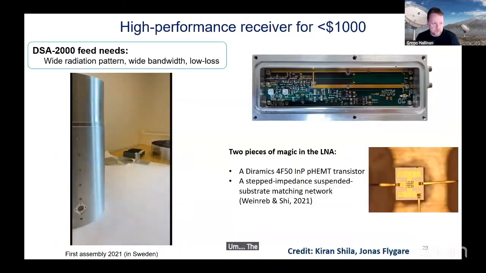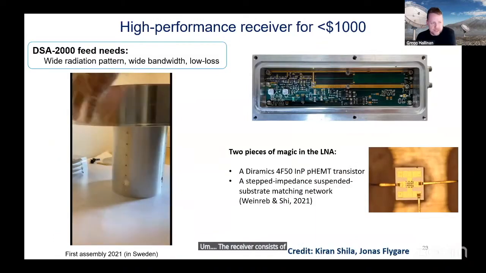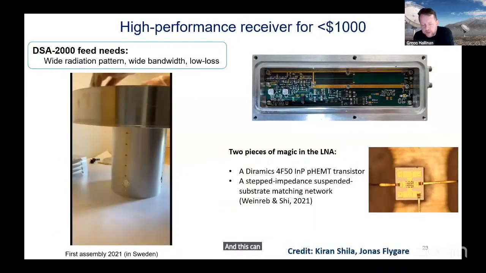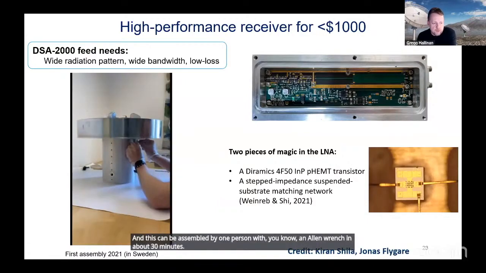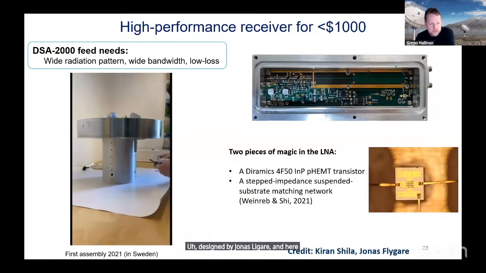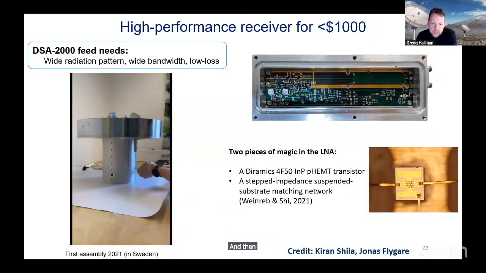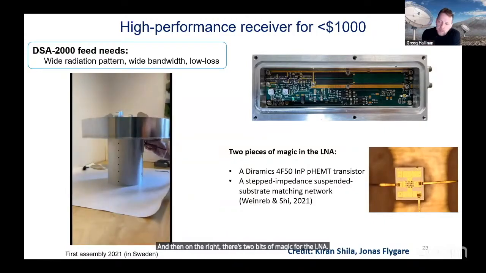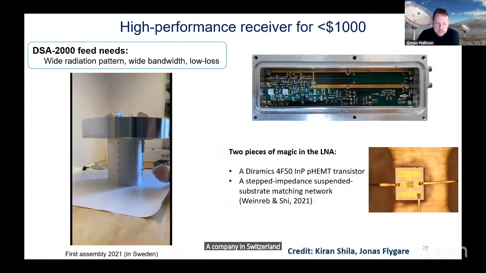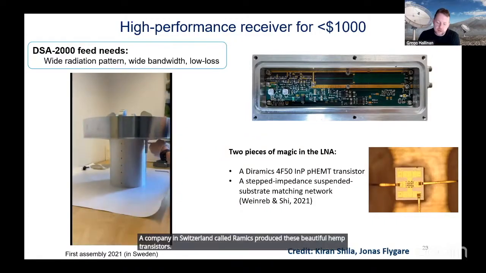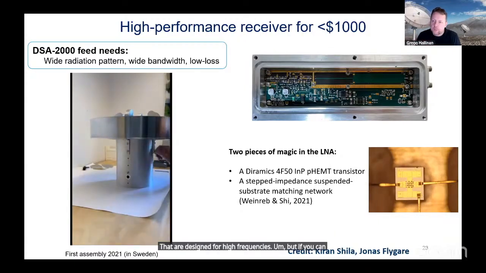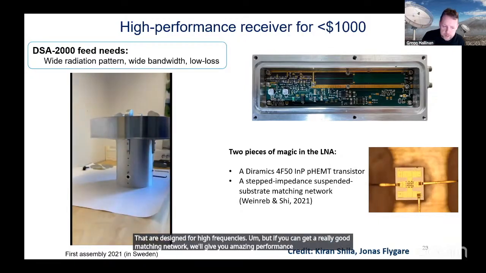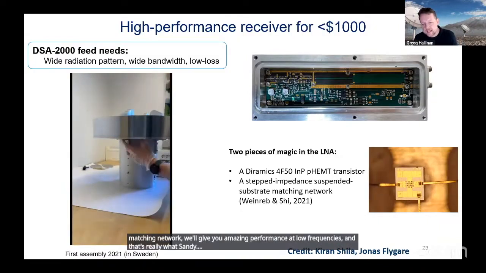The receiver consists of this wideband feed, and this can be assembled by one person with an Allen wrench in about 30 minutes, designed by Jonas Legare, and here he is assembling it. And then on the right, there's 2 bits of magic for the LNA. A company in Switzerland called Dynamics produced these beautiful HEMT transistors that are designed for high frequencies. But if you can get a really good matching network, they will give you amazing performance at low frequencies.